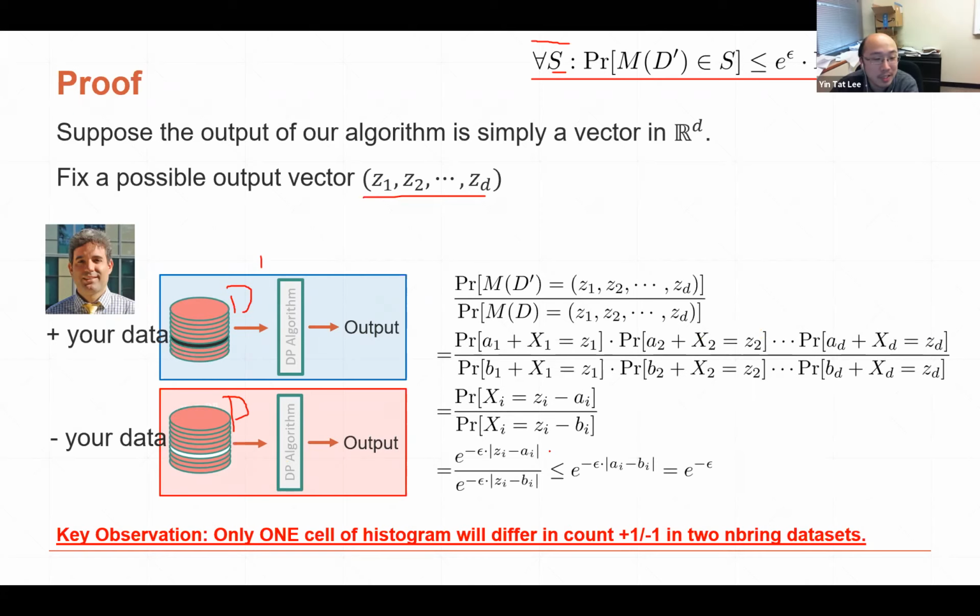And for that bin, the probability is just given by the Laplace density, exponential of something. Here, A is the original statistic, X is the noise we're adding, and Z is the output. Adding or removing a person can only change the statistic by 1. So the ratio of those two distributions will be just bounded by e to, oh, I guess this should be plus, otherwise it doesn't make sense. So the ratio is exponential to epsilon. So this is just an example.